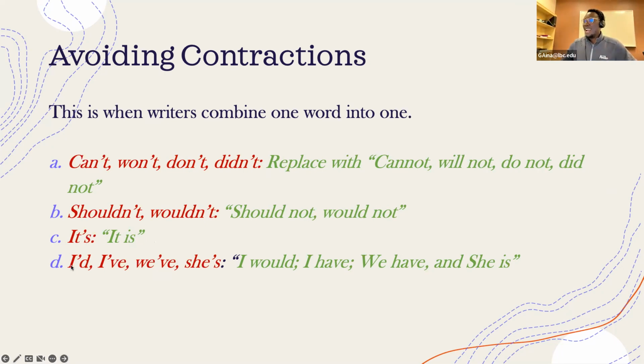And yes, I see a lot of students do this, like I apostrophe d, I would. Here, right? So just stay away from those: I would, I have, we have, she's. Write I would, I have, we have, and she is. Just stay away from those, right? Do not use them at all.